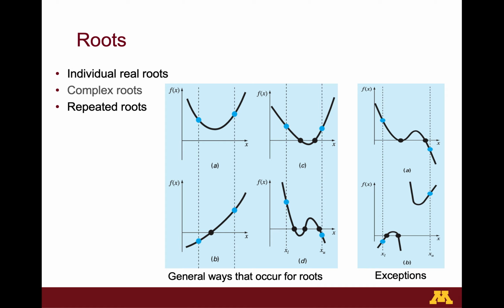Cases B and D indicate that if the function has different signs at the end points, there will be an odd number of roots in the interval. There are exceptions, of course, shown on the right side of this slide.